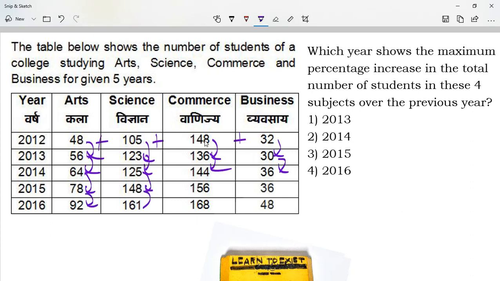Okay, so I can say that the maximum percentage increase will be happening either in 2014 or 2015. Which year shows the maximum percentage increase in total number of students over the previous year? Okay, over the previous year. So these 2 years are the ones showing the maximum leap. Okay, so this should be the answer, either 2015 or 2016.